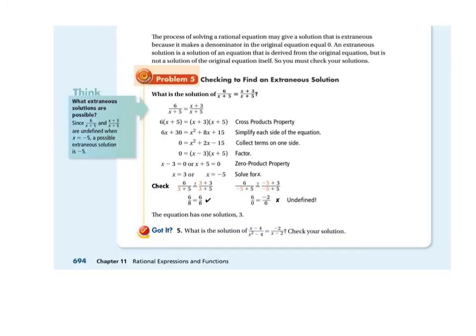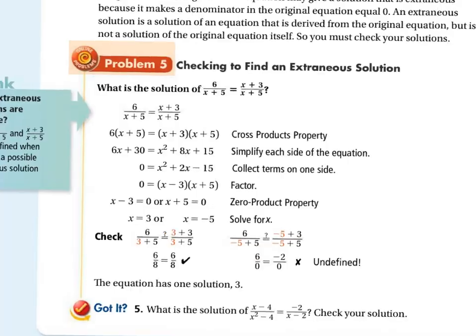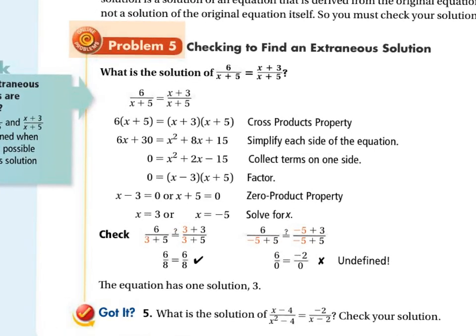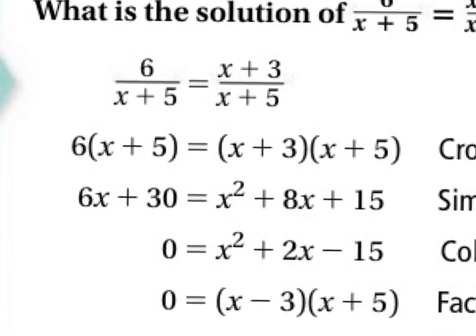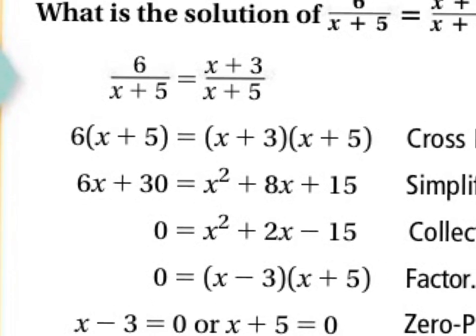If we look at problem 5, it just talks again about extraneous solutions, where when we work these out, we might get an extra solution that actually is not a solution to the equation. So if you look at problem 5, they worked that out. Really this one, just to show you something different, this doesn't happen very often, but just to mention it, since the denominators are the same, you could have just said, well, if the denominators are the same and they're equal, it must mean the numerators are the same. So we technically could have just said 6 equals x plus 3.